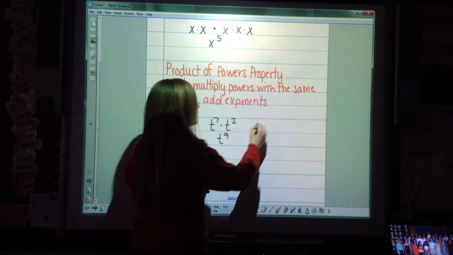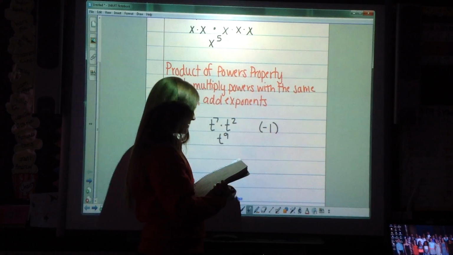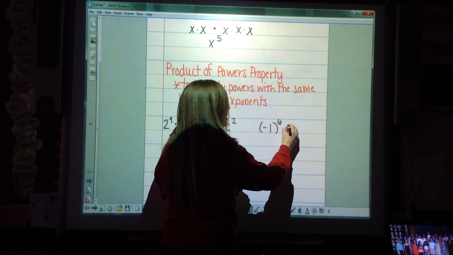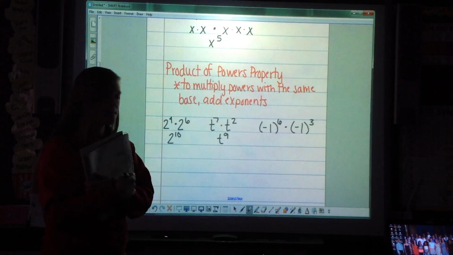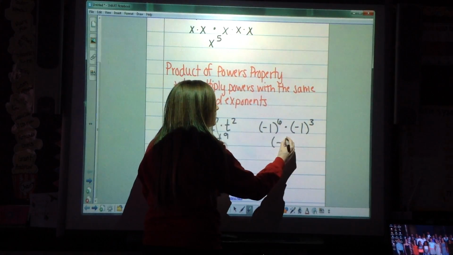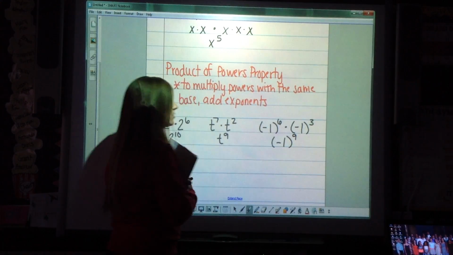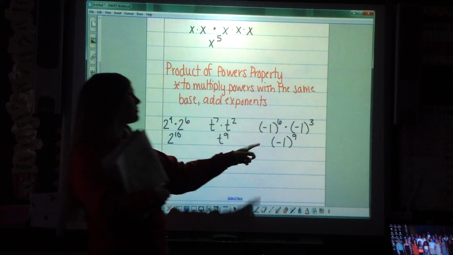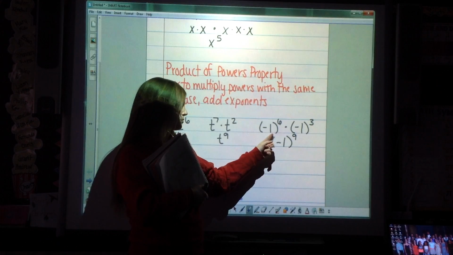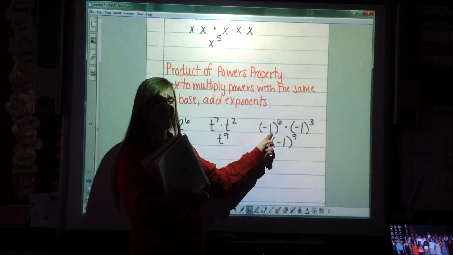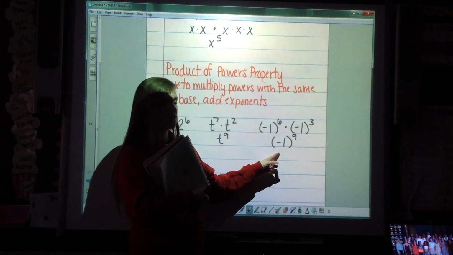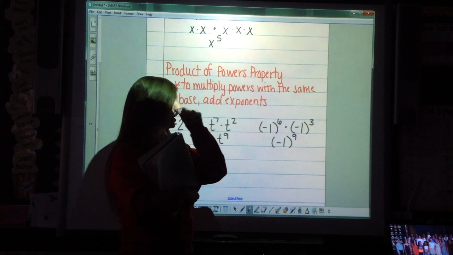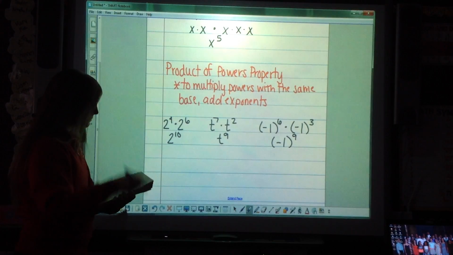This also works with negative bases. Let's say we have negative 1 to the 6th power times negative 1 to the 3rd power. You have the same bases, so you add their exponents. 6 plus 3 is 9. Now notice with this problem, there is a set of parentheses and there's a negative inside. It is important that you keep these parentheses. Do not drop the parentheses. You want to have them around the negative 1.